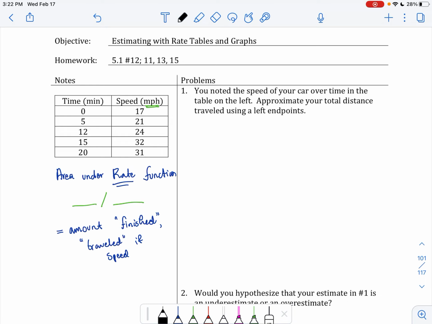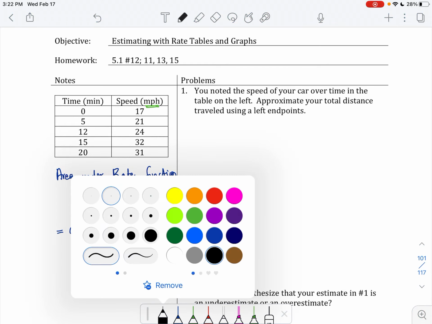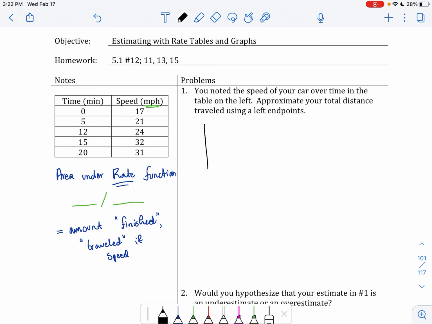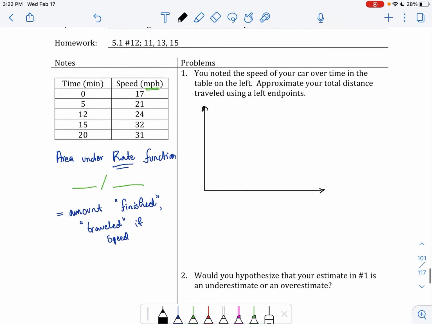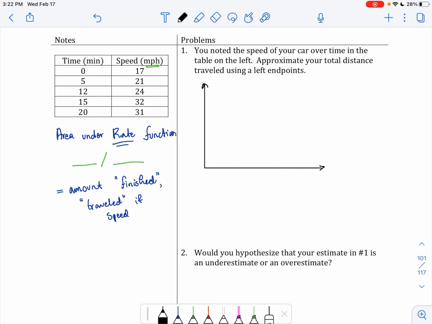Now, just like in our last lesson, I think it's easiest to start by drawing out a basic table of the data. And that's going to help you figure out for number 2, you can see it's asking, is this an upper estimate, an underestimate, or an overestimate? It's just easier if you start out with a table here. I'm looking at my speed, which I'll put on my y-axis. I notice my top speed is 32, so I'm just going to make my top one here 40 because that's easy to divide like this.